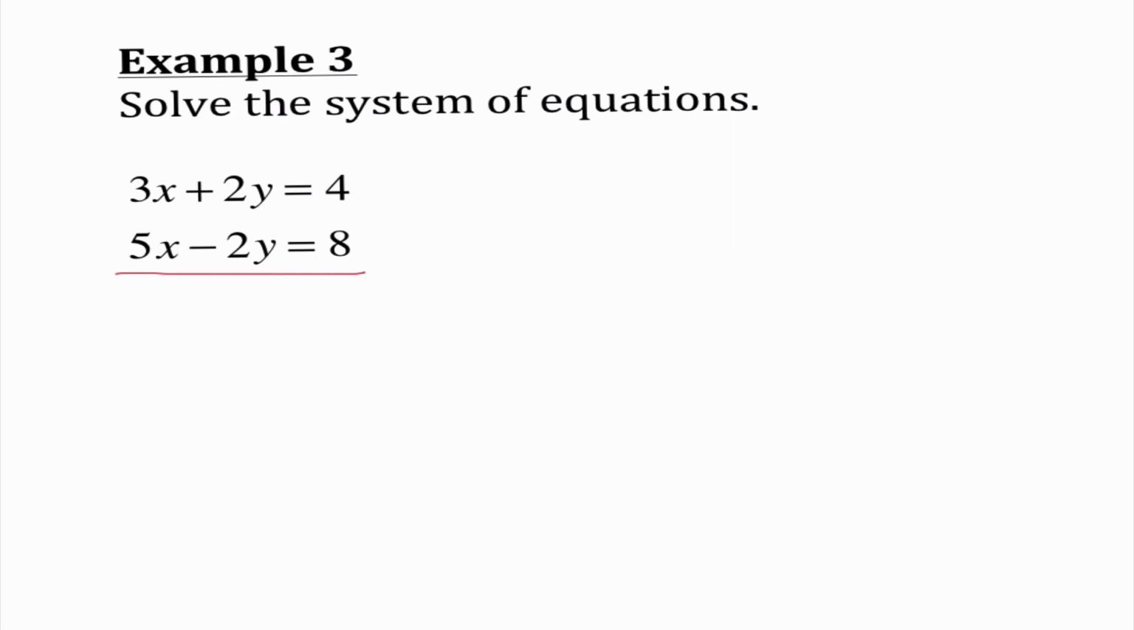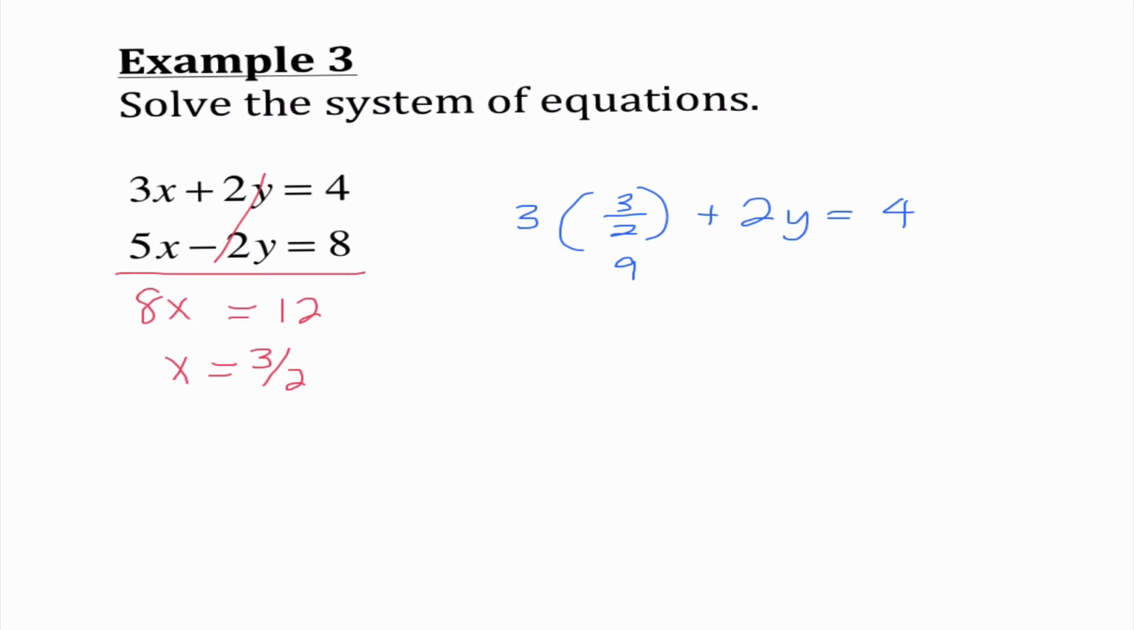So I'm always going to choose whatever's easiest. If you wanted to, you could cancel out the x's. We would get the same exact solution if you did everything correctly. So when I add these together, I get 8x equals 12. So x is equal to 3 halves. And I know that when we get fractions, it kind of freaks us out. So let's go ahead and substitute 3 halves in here. So I would get 9 halves plus 2y equals, I'm going to write 4 as 8 over 2, so I have a common denominator.